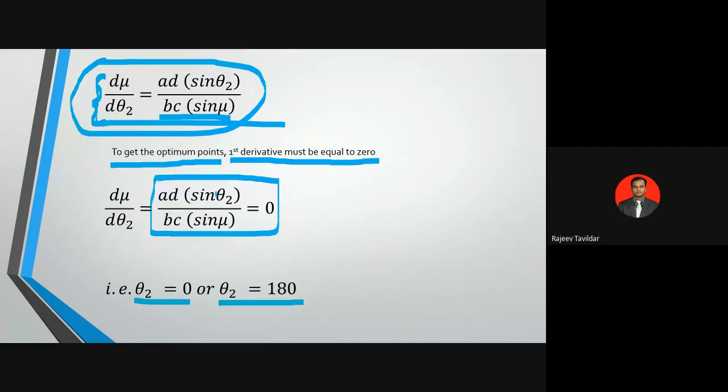Now let us see, if theta 2 is 0, how the diagram is going to look and what will happen to the mu value. And if theta 2 is 180, what will happen to the diagram. Please note that these are the two extreme values. Theta 2 cannot be less than 0 now, and theta 2 cannot be greater than 180 also. These are the extreme values.